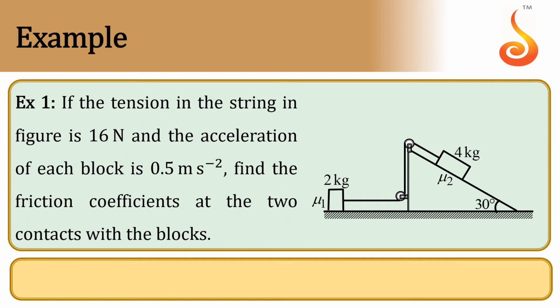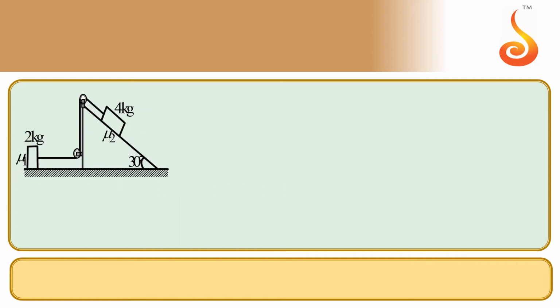So let us solve this. The tension in the string is 60 newtons and each block is moving with 0.5 meter per second square. This is 40 newtons, 4 into 10 because mg. So 40 newton is acting in the downward direction. So the weight component will be mg sine 30. So 40 sine 30 will act in this direction, and friction F2 will act in this direction, and 40 cos 30 will act perpendicular to the surface, which is equivalent to normal.